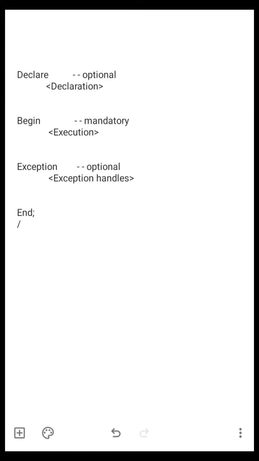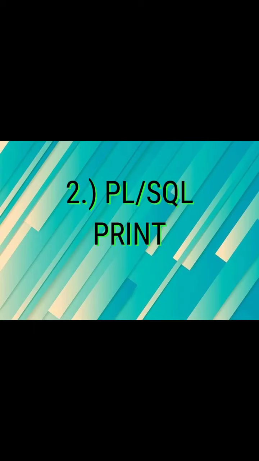The last one is the end keyword. The end keyword must be put at the very bottom of the program, so it marks the program as ended. The slanting line below the end keyword serves as a sender to the compiler, sending a message that the block has ended. For the second part, we have the PL/SQL print, and we're going to discuss more about this topic.